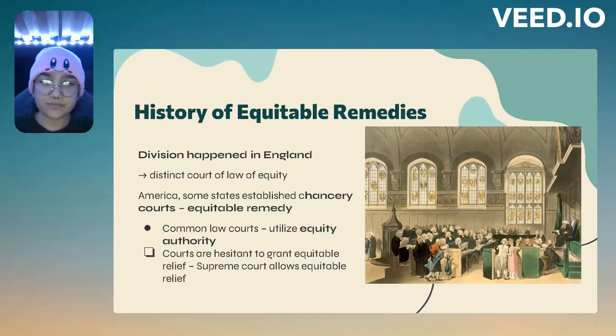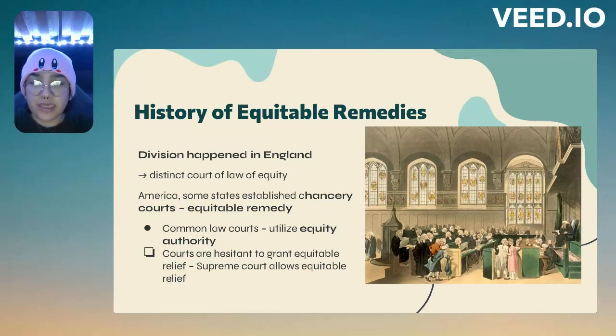So the history of equitable relief was a division that happened in England, when distinct courts of law existed separate from those of equity. In America, certain states established chancery courts, which only deal with equitable remedy. In other states, common law courts had the authority to utilize equity authority. Separate courts of chancery are mostly outdated today, as the same court that can create a legal remedy may recommend an equitable one. Courts may be reluctant to grant equitable relief, with specific performance, which is one of the equitable relief types.